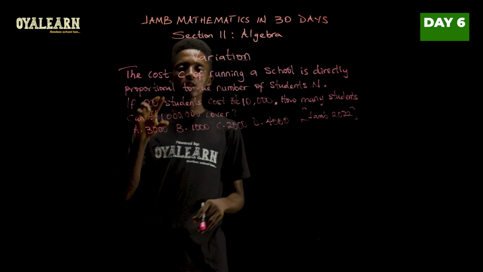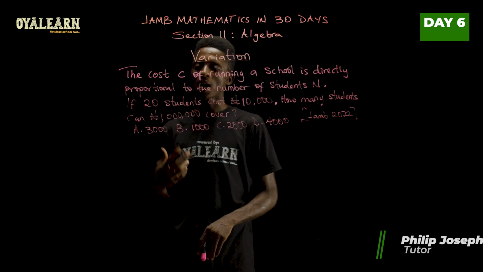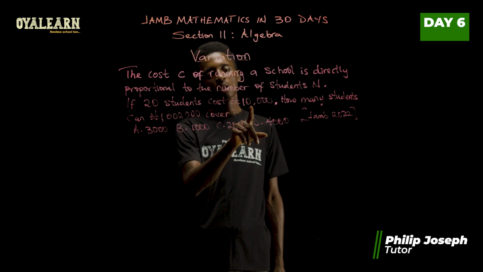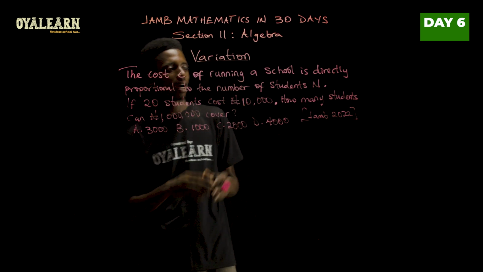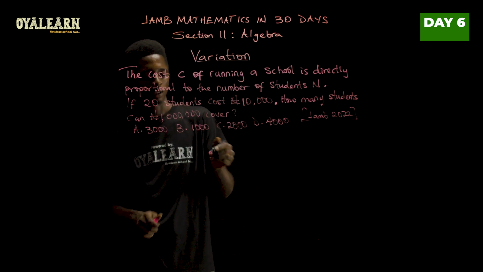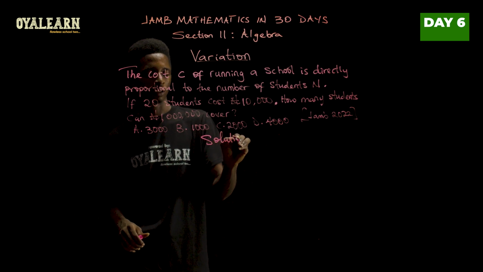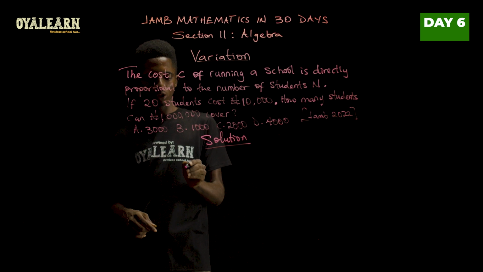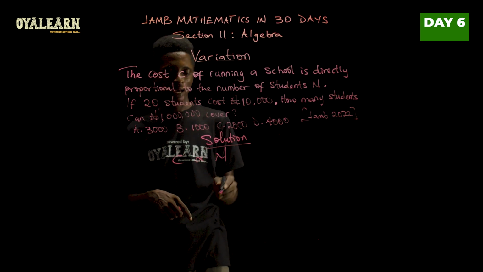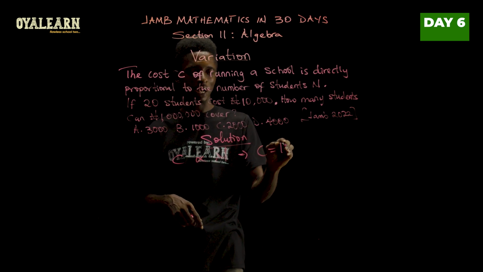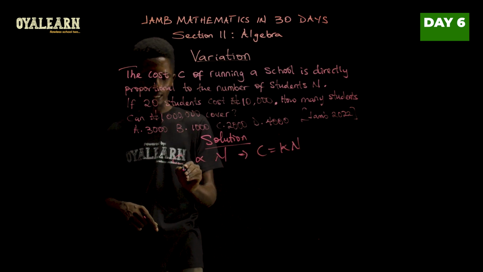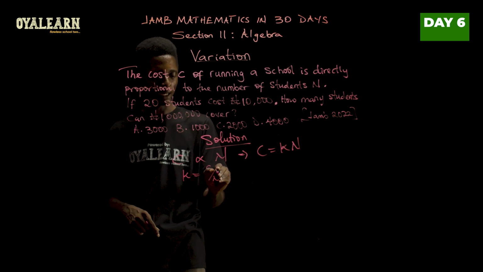This question says the cost C of running a school is directly proportional to the number of students N. Now, if 20 students cost 10,000 naira, how many students can 1 million naira cover? So, from what the question is stating here, we can see that C would be directly proportional to the number of students N. And what this implies is that C equals a constant multiplied by N. Now we need to find the value of that constant, so we'll say K equals C over N.